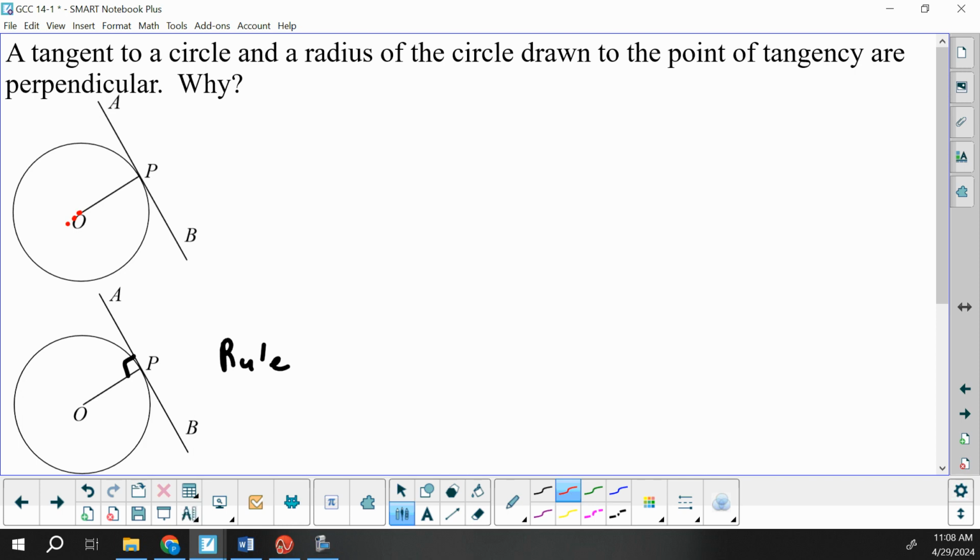If we extend this radius to be a diameter, we know that these are each 180. And then because that angle's on the circle, it should be half of the arc, so this would be 90 degrees. So a radius that meets a tangent line at a point will always form a right angle. It's got to be perpendicular.